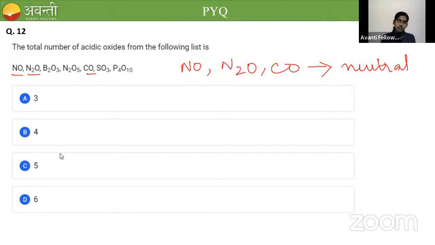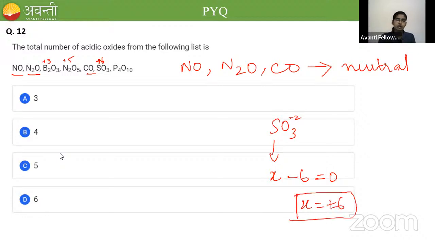Now coming to B2O3, it is an electron deficient compound. Boron is electron deficient. Nitrogen is present in the highest oxidation state, that is +5 in this compound. Here boron is present in +3, and sulfur is present in +6. You all know how to find the oxidation state, right? If I want to find the oxidation state of sulfur in SO3, I take sulfur as x, and each oxygen will have -2 charge. We have 3 oxygens, so 3 into -2 is -6, x minus 6 equals 0, x is equal to +6. Like this you have to find the oxidation state for all the central atoms.